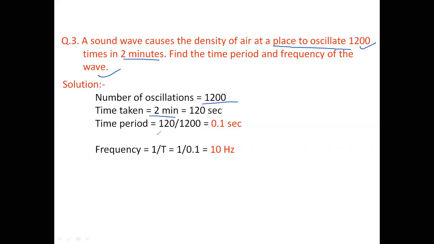To find out the time period, we will divide the time taken by the number of oscillations. So time taken is 120 divided by 1200.